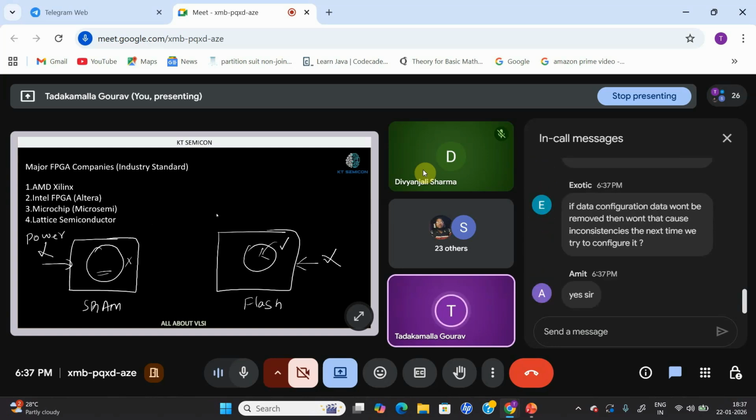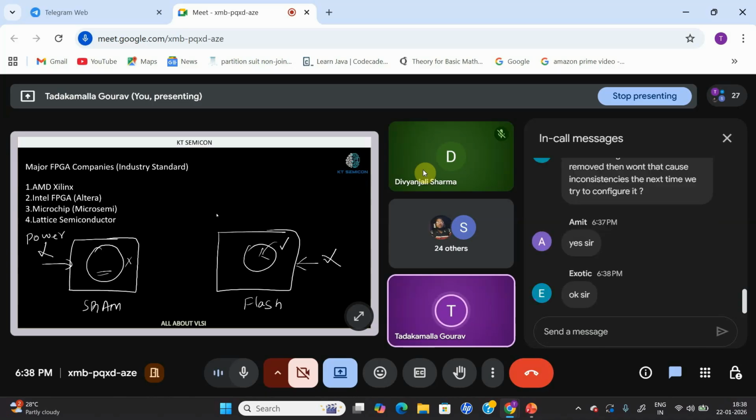There are techniques where you can also remove the data stored in flash. We can use some tool; I will show you using the tool. We can remove the data that has been stored in the flash memory. It is not that we cannot remove it. So these are the two technologies you can see nowadays.